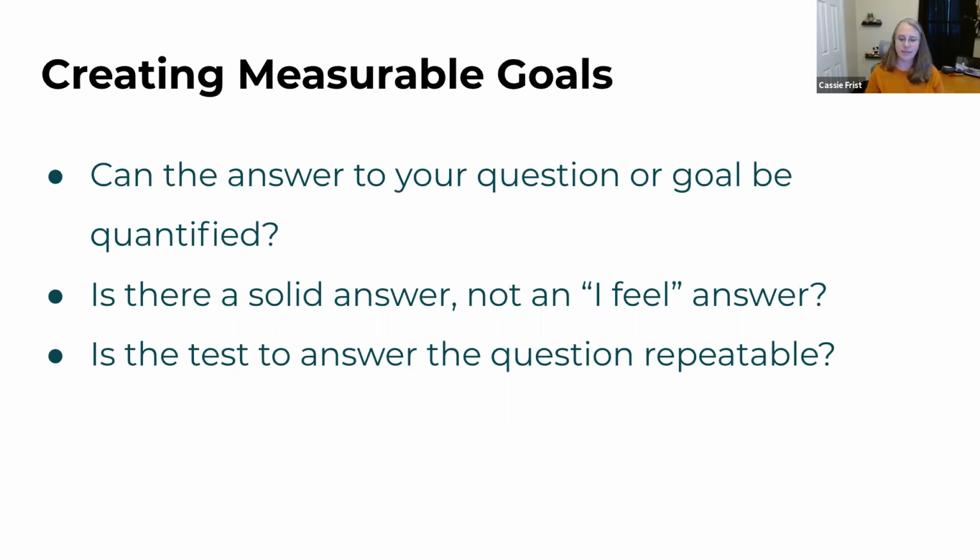Is there a solid answer, not an I feel answer, right? So I'm trying to think of a really good I feel. If the goal would say something like, student A will participate more in class. Okay, student A will participate more in class. The question to that would be, did student A participate more in class? Right? I'm always going to frame that as a question. So I have the goal, frame it as a question. Does that student participate more in class? Is there a solid answer to that? Do we have numbers? Not really. We have an I feel, right? I feel like they're participating more.